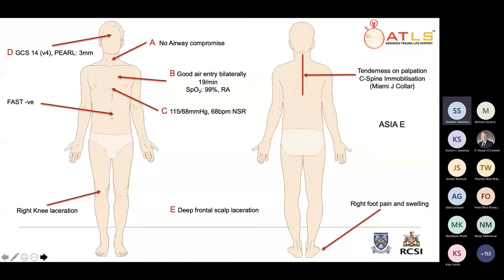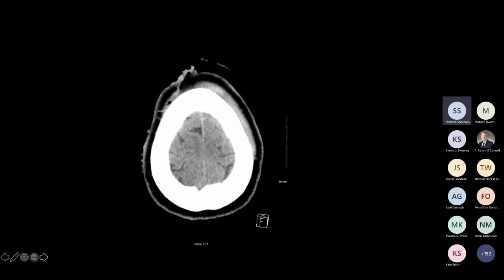Her ASIA score, which is the American Spinal Injury Association impairment scale, was E. It is essentially a classification of spinal cord injury based on motor and sensory neurological examination. E is a completely normal neurological examination, whereas A is complete loss of motor and sensory function.